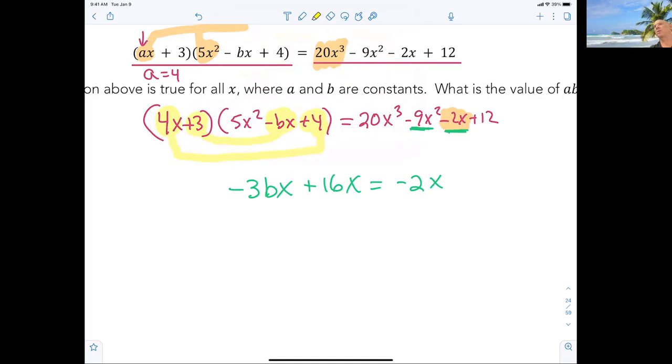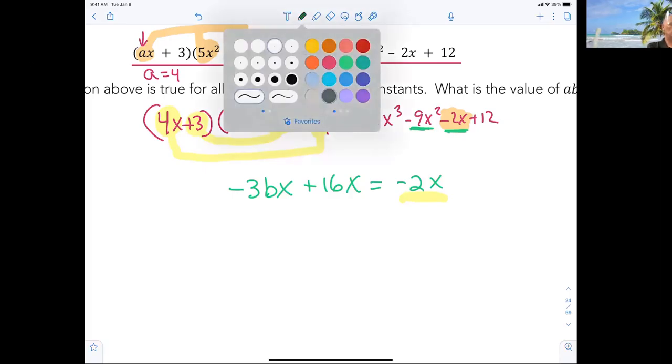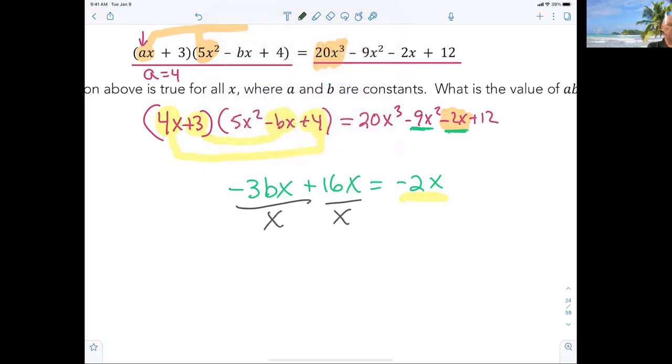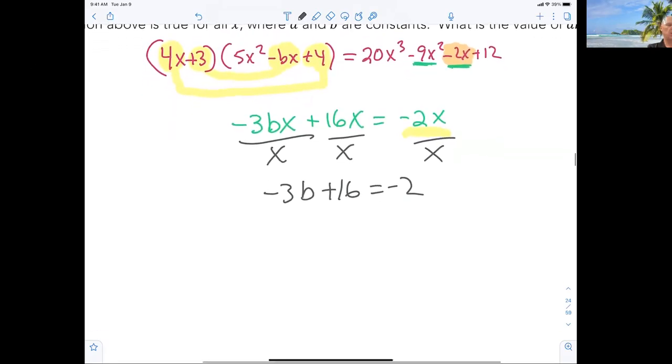Is everybody good with this? And so those have to add up to what? Negative 2. So now I'm going to divide everything through by x. Divide by x, divide by x, divide by x. Negative 3b plus 16 equals negative 2. And I feel pretty good. Everybody can solve that. Negative 3b equals negative 18. B equals 6.